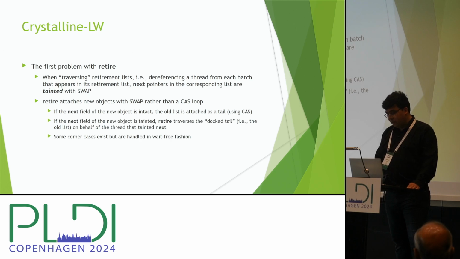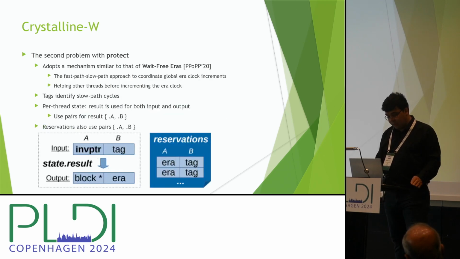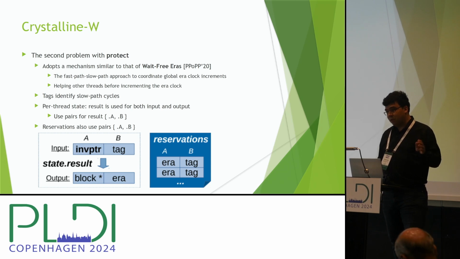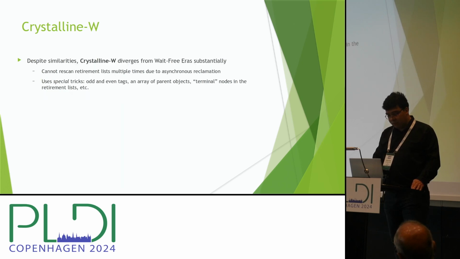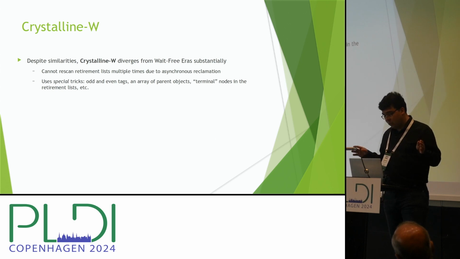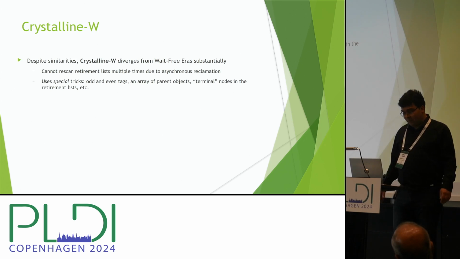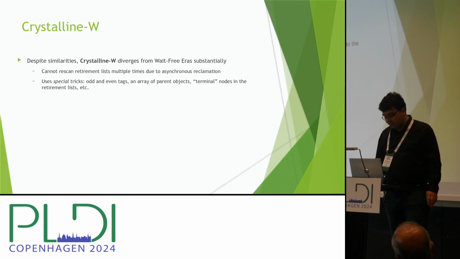So in Crystalline-LW, we effectively solve the problem with retire and its unbounded loop. In the paper, we go into more detail on how we do that. With Crystalline-W, we effectively had to make the protect operation bounded. I think this is one of the most difficult problems. The first problem was relatively easy as long as you can use a hardware swap instruction. With the second problem, we had to use the wait-free eras approach, and it pretty much follows the same idea. But it also diverged significantly because we can only do retirements once. We cannot go back, unlike wait-free eras, where if it failed, you can try again and again. Here, you have to do it in one pass, pretty much. Therefore, a number of tricks which we discuss in the paper were adopted for that.